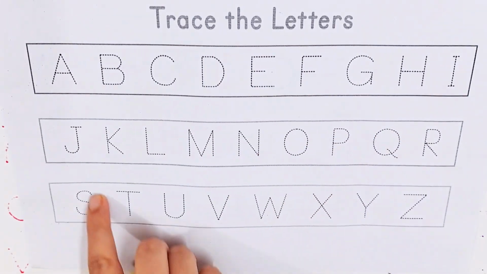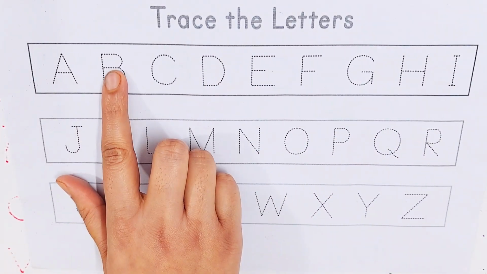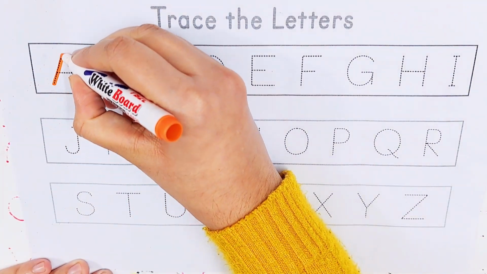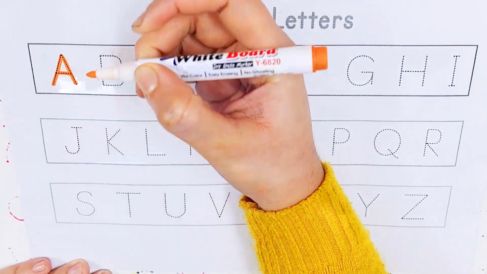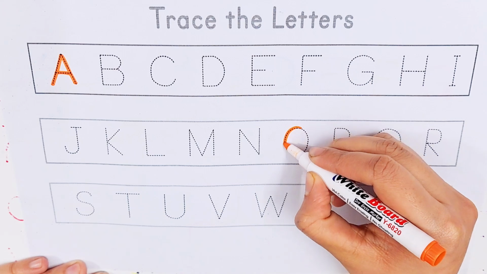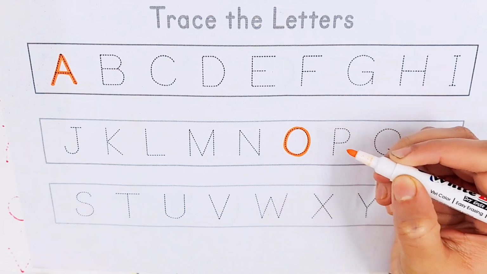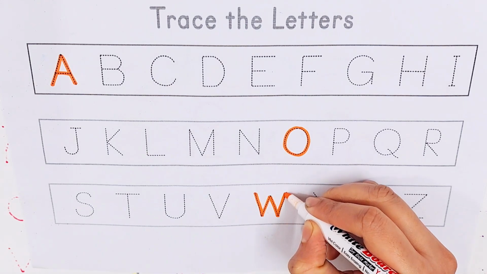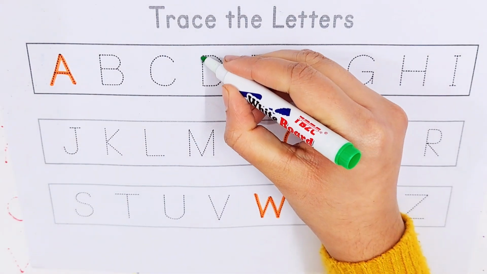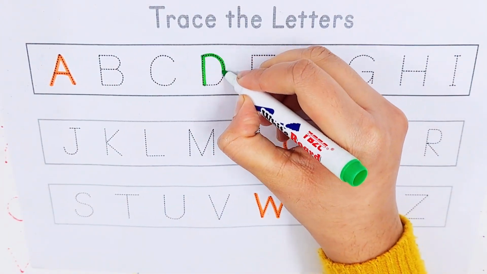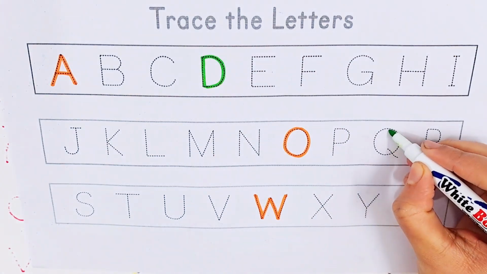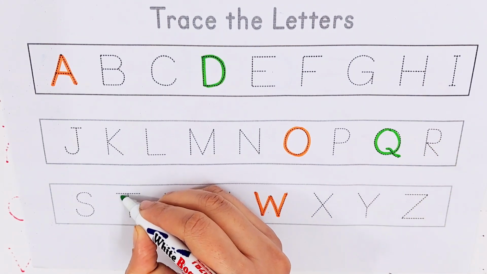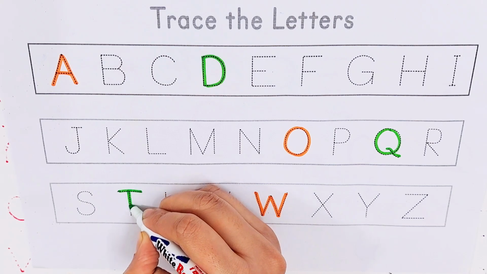Today we are trying to learn some alphabets A, B, C, D. A for aeroplane. O for oil. W for watermelon. Green color. D for duck. Q for question. T for tiger.